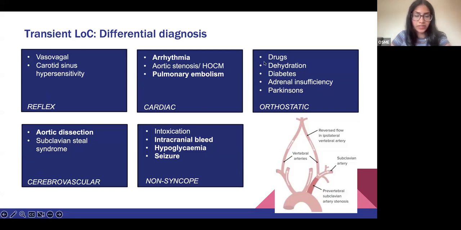Then cerebrovascular. So again, subclavian steal isn't so important, but there's the mechanism of how it works if you're interested below or on the side. And aortic dissection you need to rule out. And these are the things that you need to ask about in the history. So intracranial bleed, hyperglycemia you can investigate, and seizures.